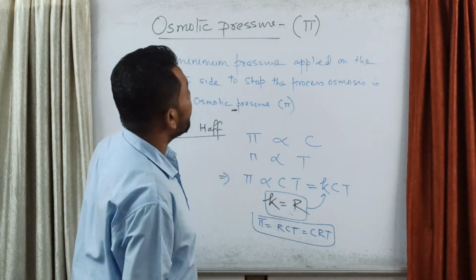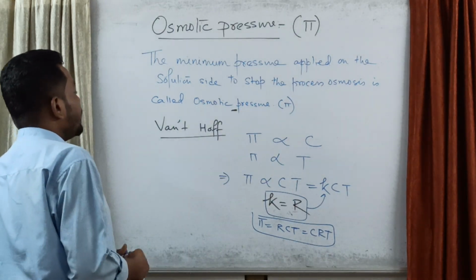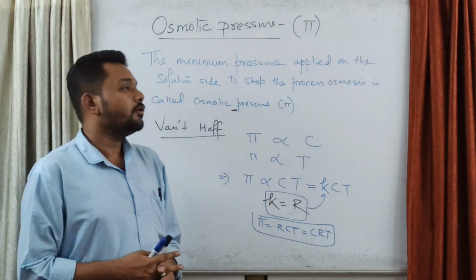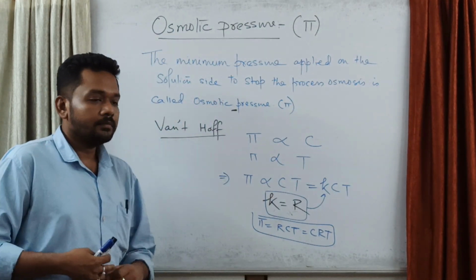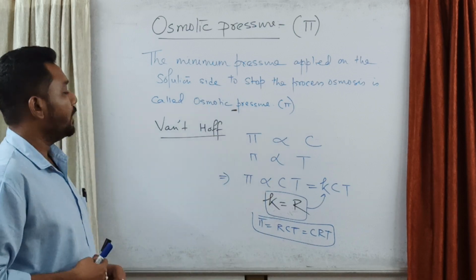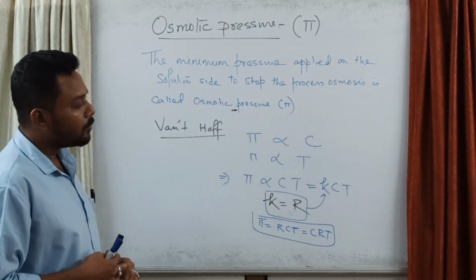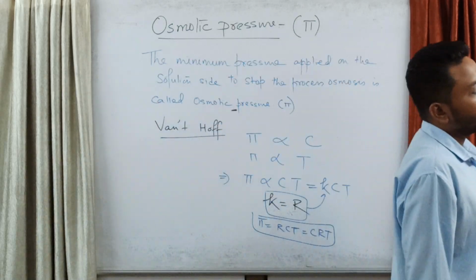This equation is called Van 't Hoff equation of osmotic pressure. Okay. Next, make a heading: Determination of molar mass of solute.